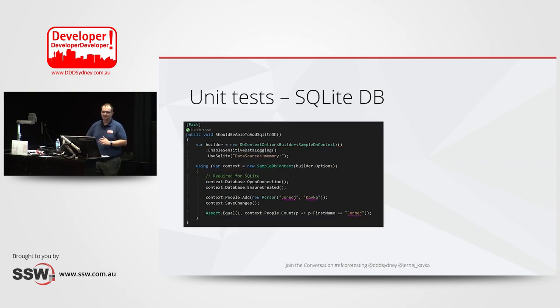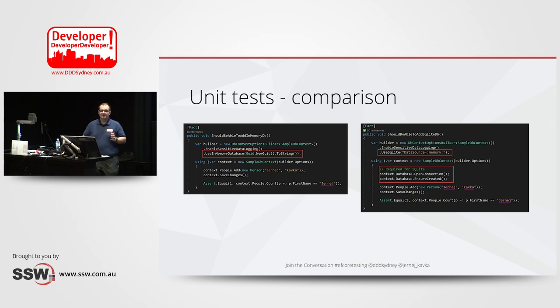If we have a look at the SQLite provider, the major difference is we tell the options builder that it should use the SQLite provider rather than the in-memory provider, and we say that the data source is memory. We don't have to generate unique names for SQLite. And what's important is we need to open the connection and ensure created. And if we compare them side by side, you can see that from the test perspective, everything is the same. It's just the setup of the context that is different.